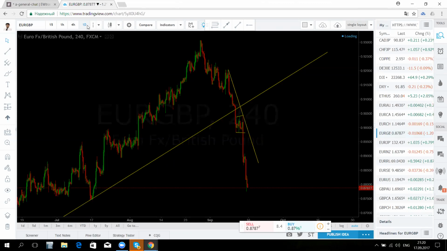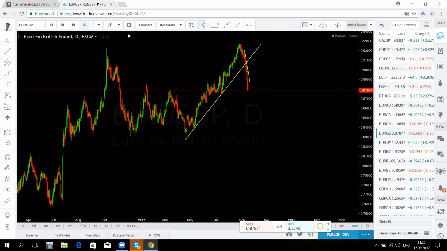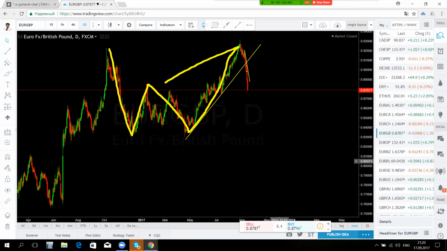So let's go back to the daily, and let's make sure we remember what we were saying. Watch this impulse. Watch another impulse up, a correction and an impulse. Together, that is a big corrective structure. And remember what I said, even if they break the top, that does not negate the downside, because this is a big expanding or running flat, right?